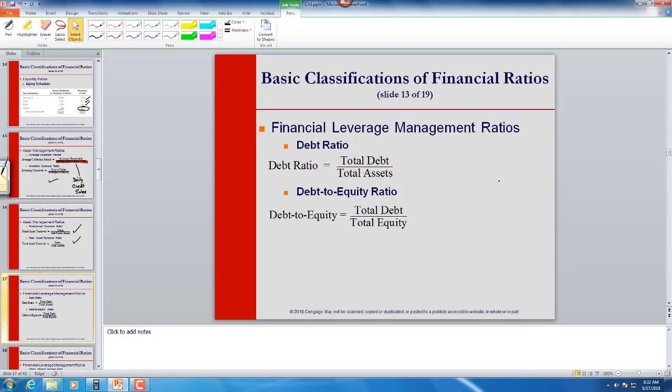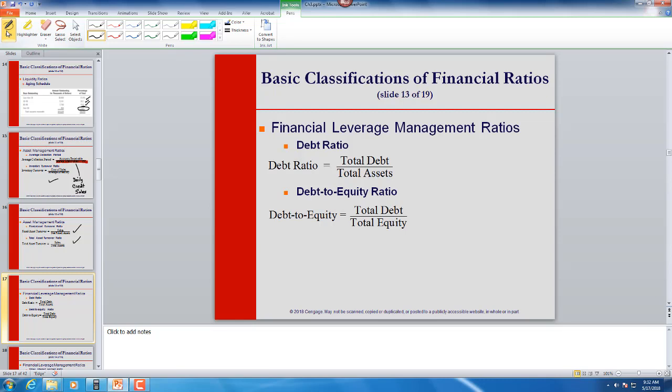Next come the debt ratios. Debt ratios measure how much debt is part of your total assets. Now, ideally, you want this less than 50%. But there are companies like banking companies. Banks, for example, have humongous amounts of debt. Okay, humongous amounts of debt.